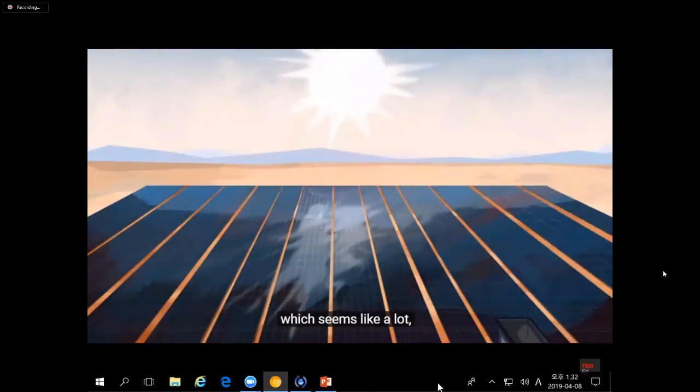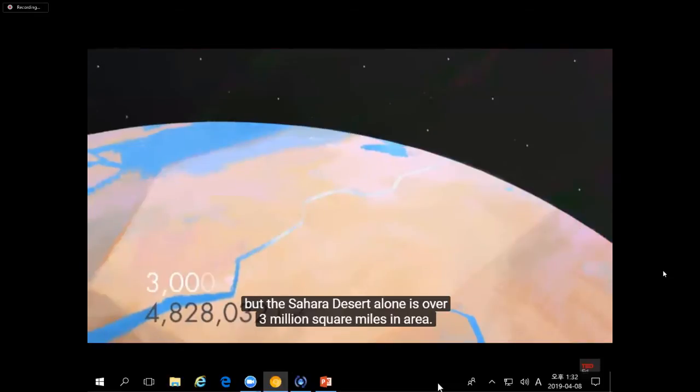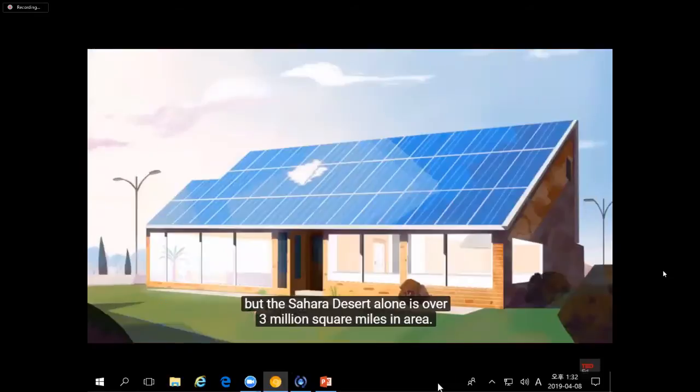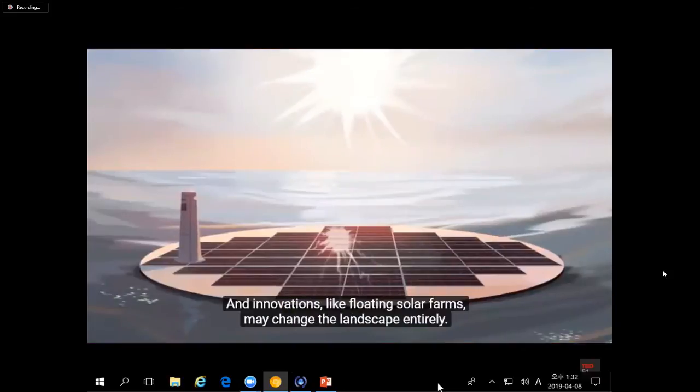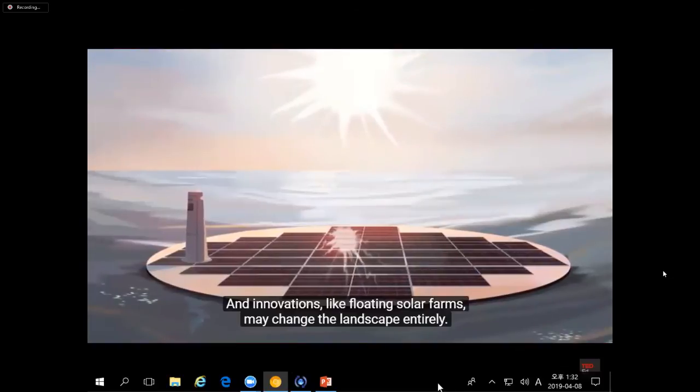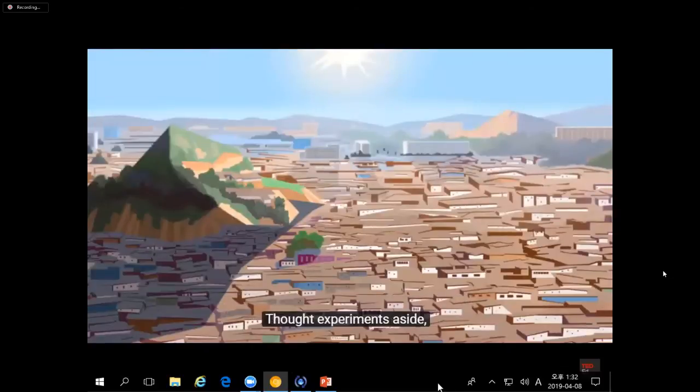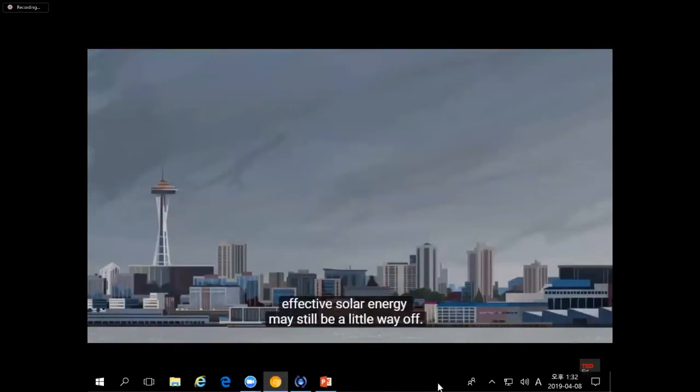Which seems like a lot, but the Sahara Desert alone is over 3 million square miles in area. Meanwhile, solar cells are getting better, cheaper, and are competing with electricity from the grid. And innovations like floating solar farms may change the landscape entirely. Thought experiments aside, there's the fact that over 1 billion people don't have access to a reliable electric grid, especially in developing countries, many of which are sunny. So in places like that, solar energy is already much cheaper and safer than available alternatives like kerosene. For, say, Finland or Seattle, though, effective solar energy may still be a little way off.